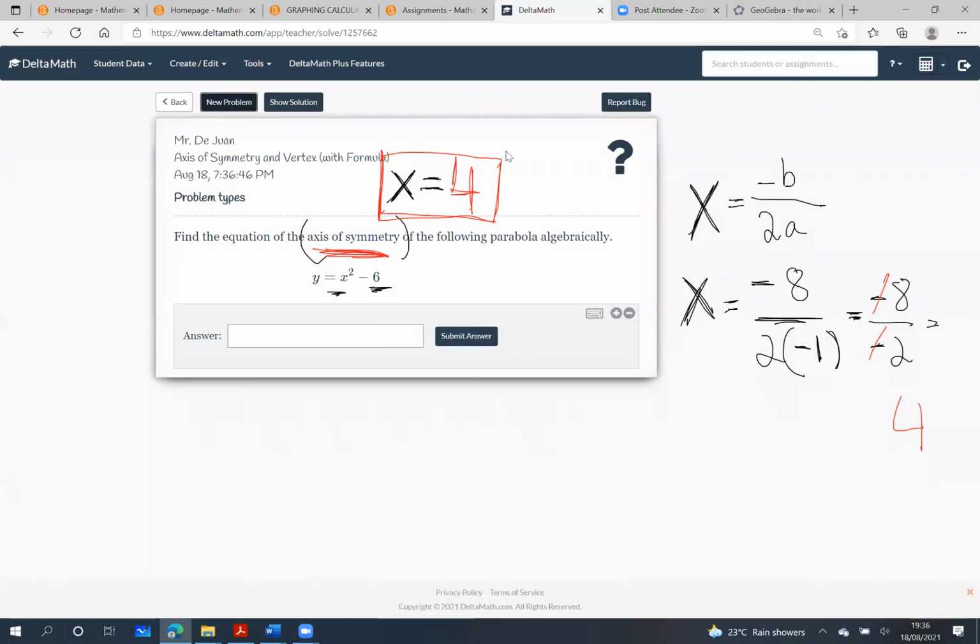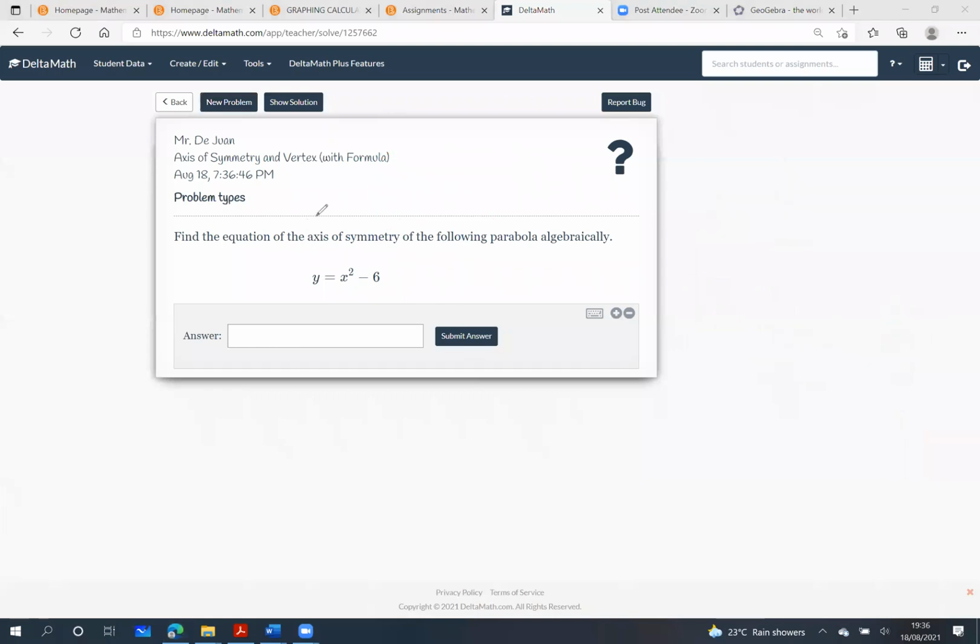New problem. Here we're going to do the same. Find the equation of the axis of symmetry. Well, wait a second. There's no b term. Remember, the number on itself is actually the c term, not the b term.